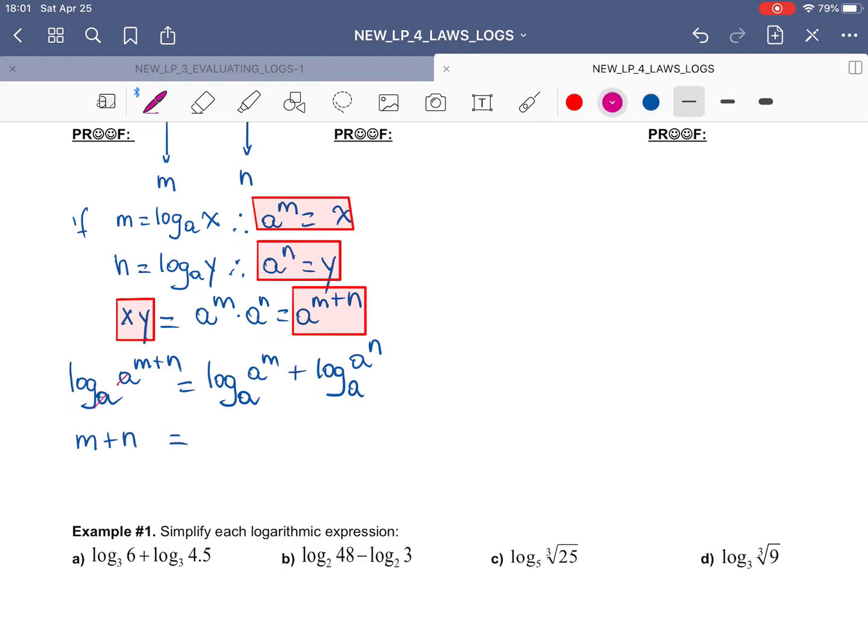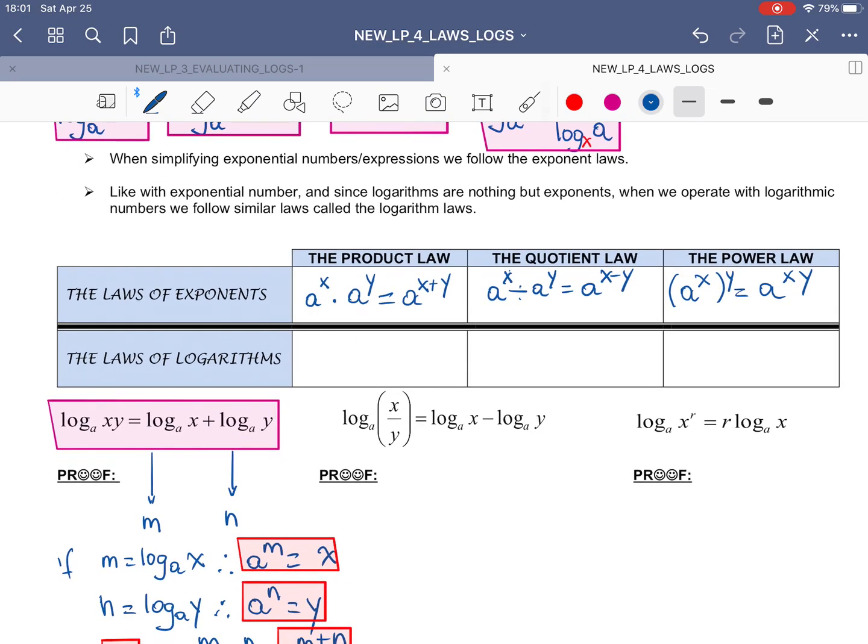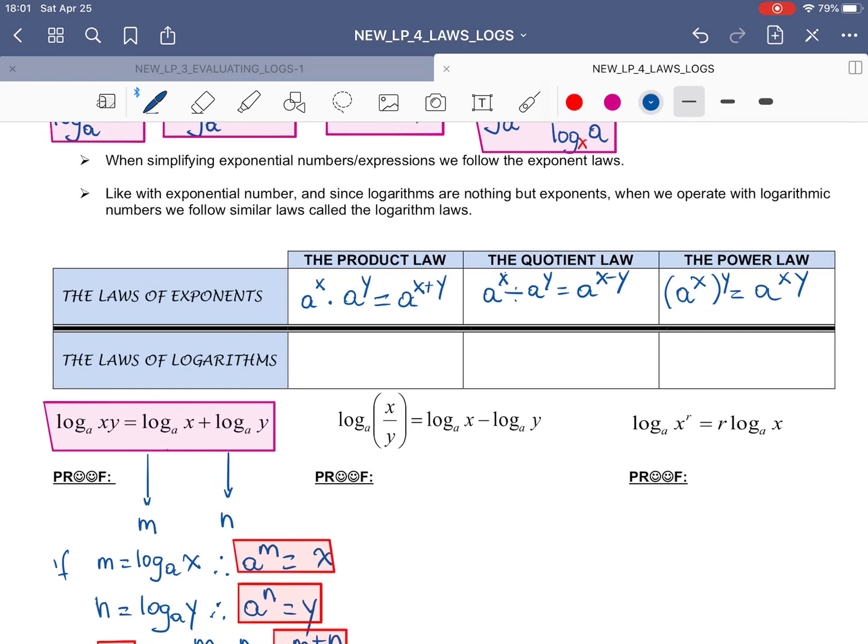And on this side here we have these two simplify, and here these two simplify to give m plus n. So left side equals the right side here, which tells us that this equation right here is true, so that makes it allowed. I'm going to write it down here. We're going to say that log with base a of xy equals log with base a of x plus log with base a of y.